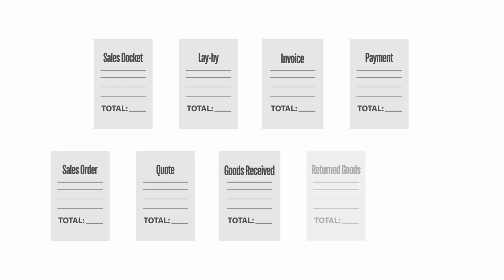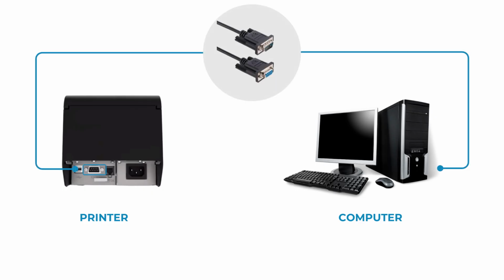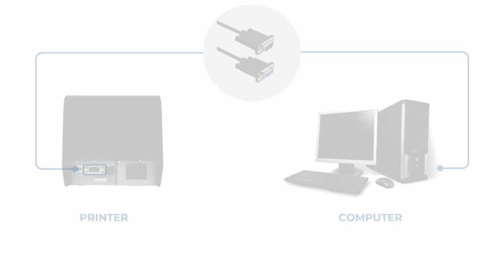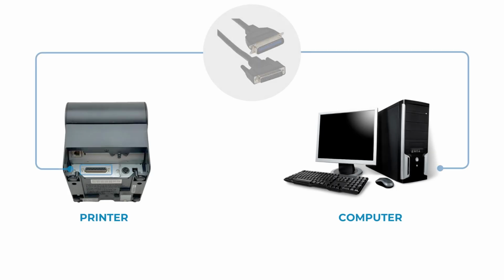In addition to your sales dockets, you can also print your lay-by dockets, invoices, payments, sales order, quotes, goods received and returned, and orders on your docket printer. Before setting up on RetailManager, please ensure the following connections are properly made. If using a serial docket printer, connect the printer to the computer's serial port using the serial cable. If using a parallel docket printer, connect the printer to the computer's parallel port using the parallel cable.